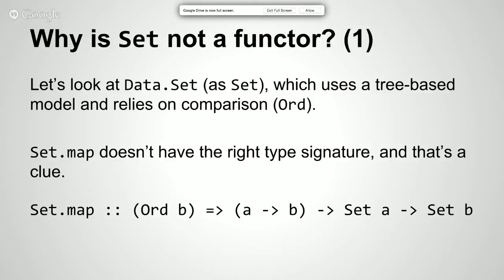Set.map requires an ordered type because it's a tree structure. To put things into that tree, it has to know how they compare, so it doesn't work on arbitrary types. And a functor has to accept any A arrow B. It has to be able to fmap into any type. So that's a clue.